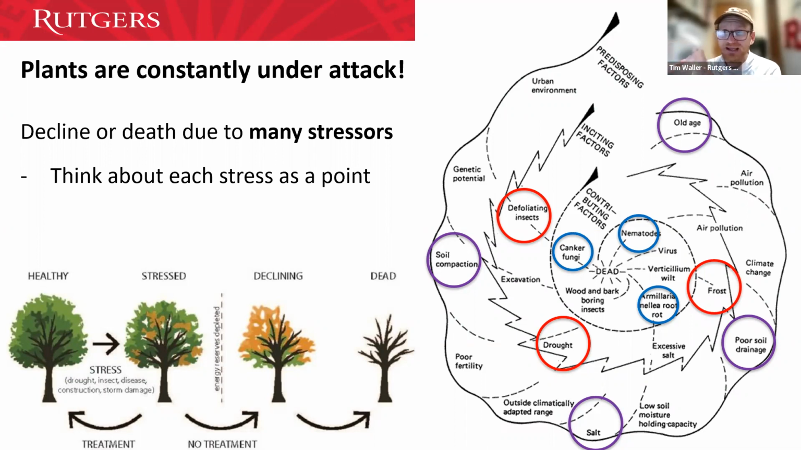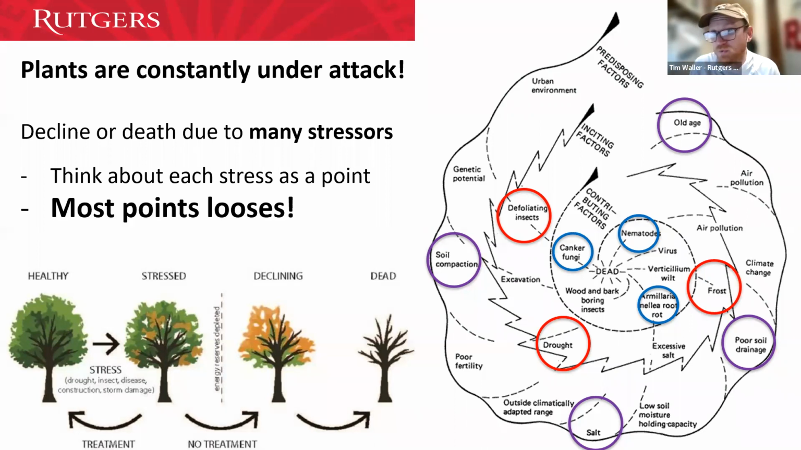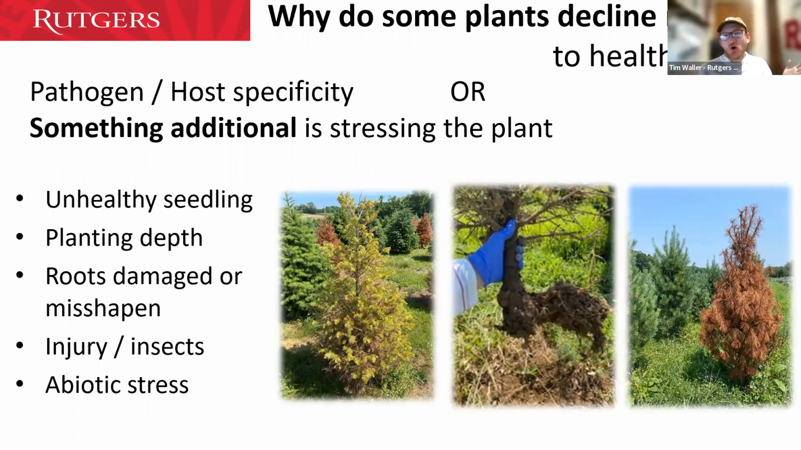So if we think about plant stress as a point, for every type of plant stress you accumulate a point, at some point in time you'll have enough points where the plant with the most points loses. If we can reduce the number of points being accumulated against any particular plant, that's going to give that plant the greatest probability of success. So just remember that there's a lot of stressors we can hone in on and how they interact with all of them.